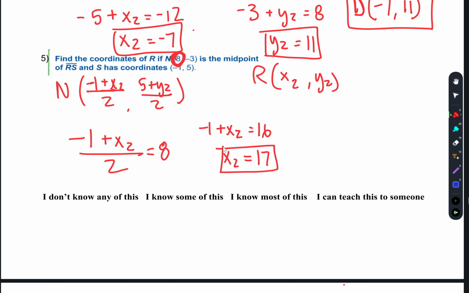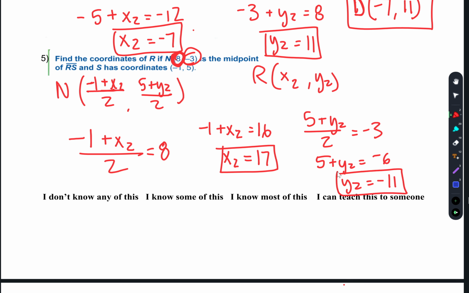And I do the same thing over here for my Y's. 5 plus Y2 over 2 equals what? Perfect. And 5 plus Y2 equals -6. Y2 equals -11. So the coordinate R that I was trying to find should be at 17, -11. Any questions there?